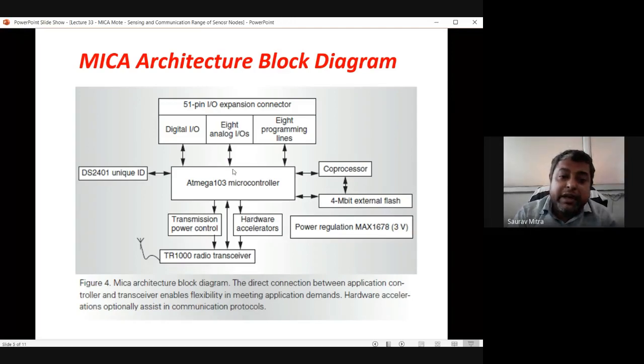This actually, through the microcontroller and this hardware accelerator, is controlling the power of the TR1000. So you can increase or decrease the range of this whole node as far as your programming. If you want to send the data to a bigger region, you have to increase the power of the hardware accelerator. If you want to decrease the communication range, through this Atmega 103 microcontroller based programming, you can increase or decrease the transmission and receiving power of the TR1000.